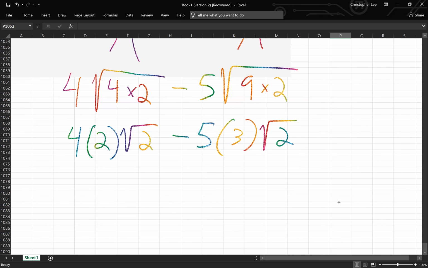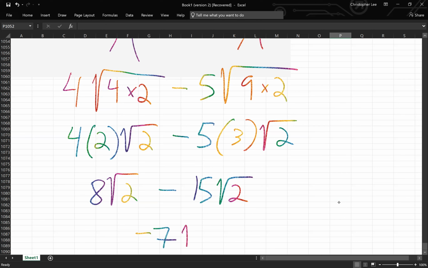Let's do the multiplication on this. This is 8 square root 2 minus 15 square root 2. And then 8 minus 15 is what again? Negative 7. Okay, so it's negative 7 square root 2.